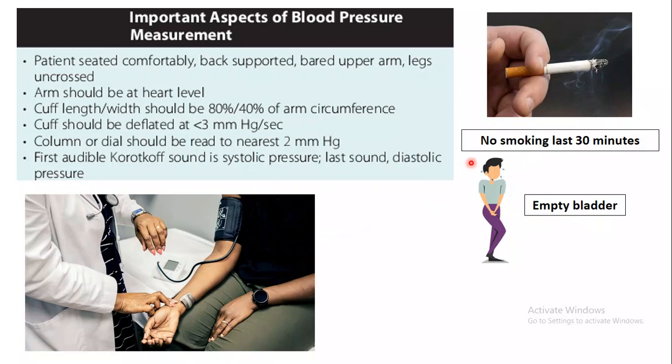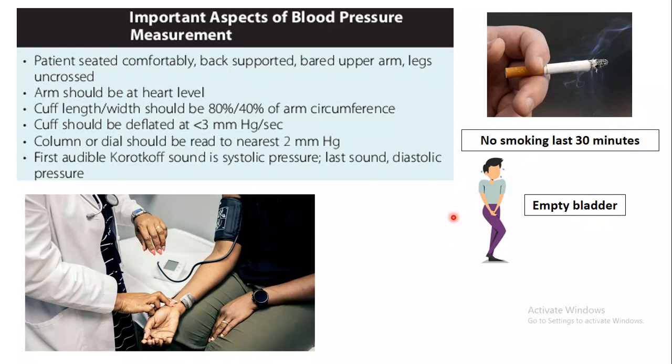As we said before, the patient should be relaxed, with no smoking in the previous 30 minutes, because nicotine might cause up to 10 to 15 millimeter mercury elevation of the blood pressure due to endothelial dysfunction, vasoconstriction, and activation of the sympathetic nervous system. Urine retention is one of the most common causes of pseudo hypertension, because if the patient has marked retention, this might cause elevation of systolic blood pressure up to 30 or 40 millimeter mercury above the normal. So the patient should have his bladder empty before taking a record.